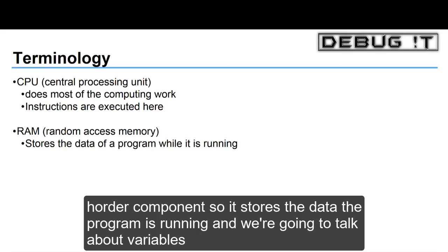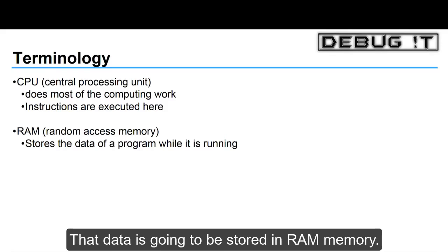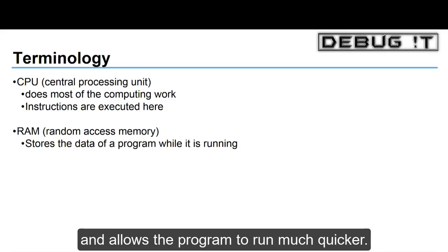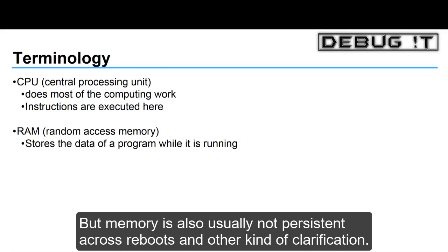We're going to talk about variables and what they mean, but a program needs to have data in order to perform calculations, in order to do algorithms. That data is going to be stored in RAM, memory. The reason we store it in memory as opposed to on a hard drive is that memory is much faster, and it allows the program to run much quicker. But memory is also usually not persistent across reboots, another clarification.